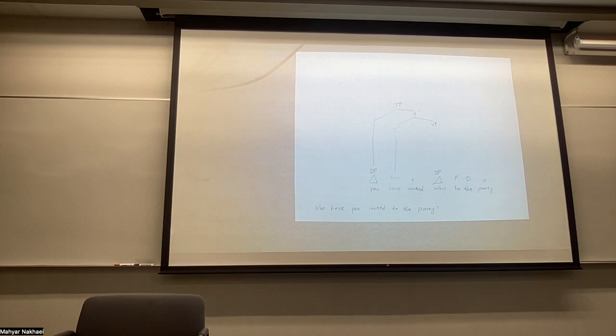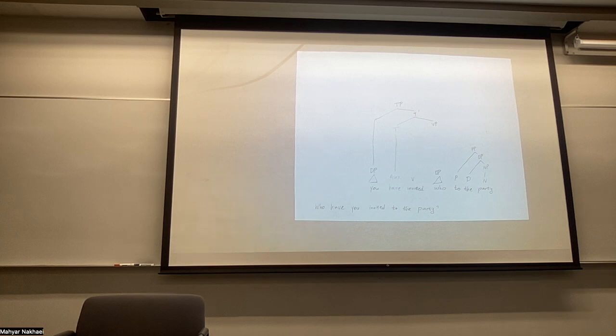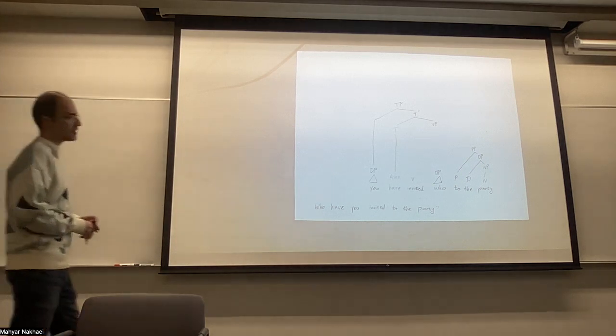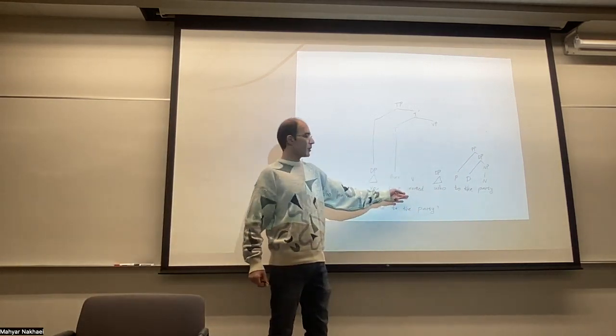Now we have invite. How many complements does invite have? That is, how many objects does it take? I invited, so to the party, let's talk about to the party. Let's build up to the party first. Party is a noun, which is also an NP. D NP is DP. P DP is PP. Okay. Now, let's see which of them are necessary for the verb invite.